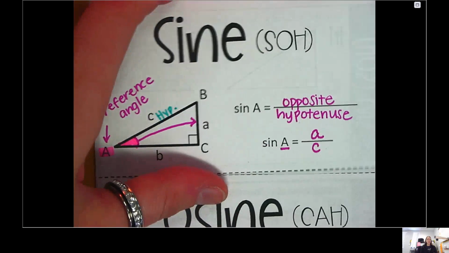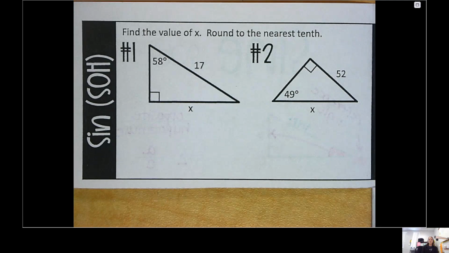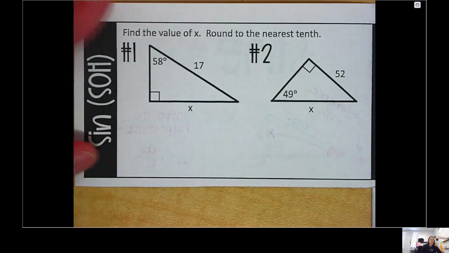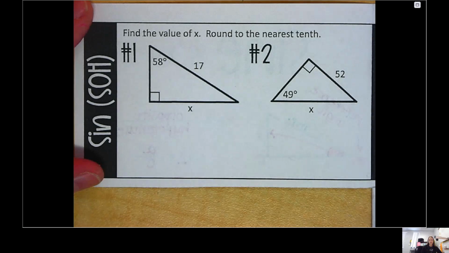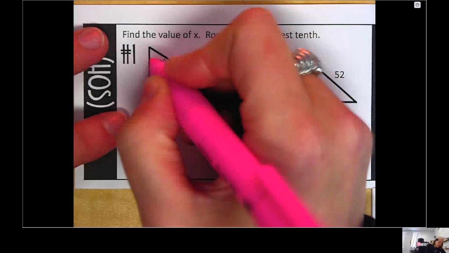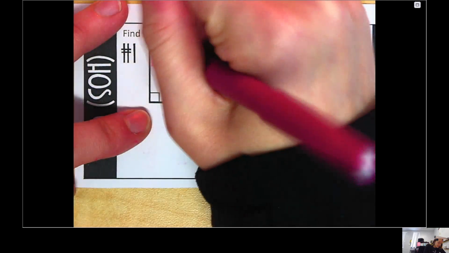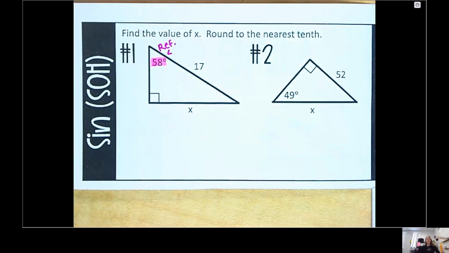So let's do an example using the sine ratio. In each of these, we're going to figure out these unknown side lengths of these right triangles, and we're going to solve it using the sine ratio. In number one, the first thing I need to do is figure out which one is my reference angle. Your reference angle is the one that's given to you that's not the 90. We can't use the 90 when we're doing sine, cosine, tangent. So in this particular problem, my reference angle is 58. Maybe you want to write that down next to it. Reference angle is this 58.